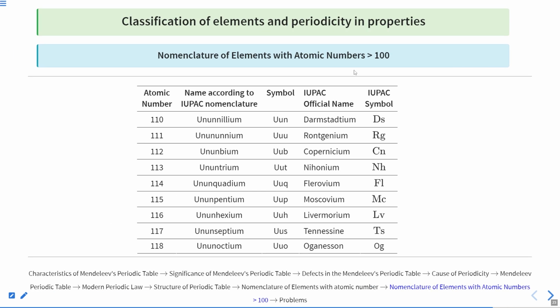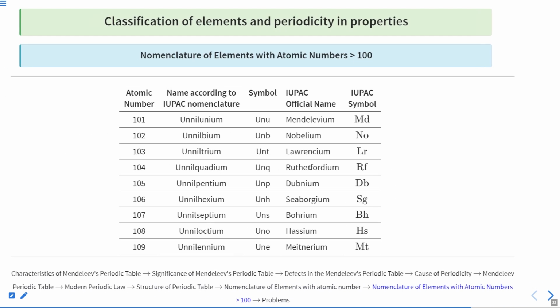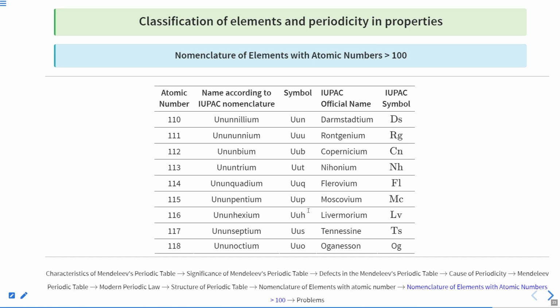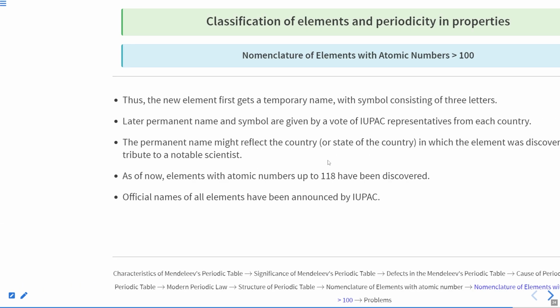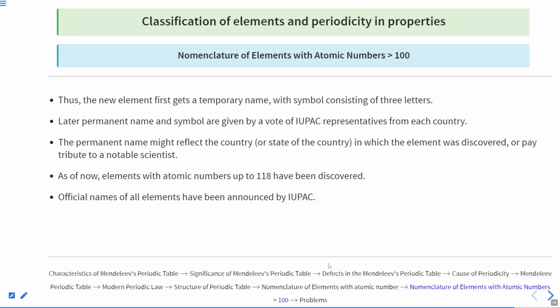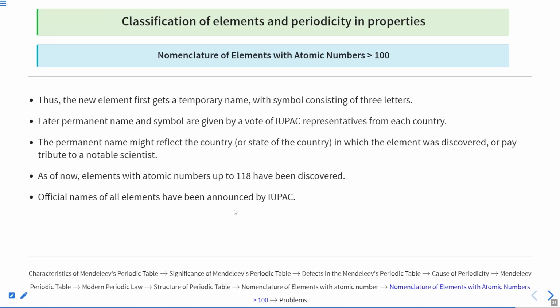So see, it is very obvious. For example, Rutherfordium is named after the great scientist Rutherford. What about this? Bohrium is named after Niels Bohr. Lawrencium is named after a scientist, Lawrence. Here also Darmstadtium is named after Darmstadt. So official names of all elements have been announced by the IUPAC. IUPAC at last decides which will get which name.